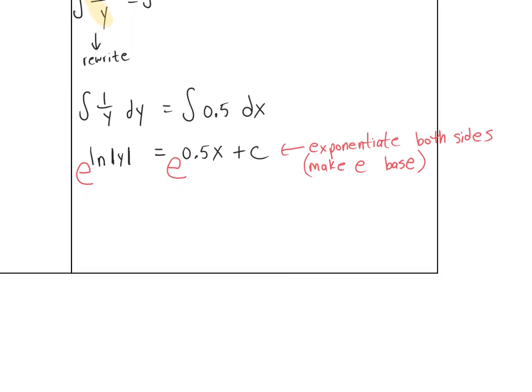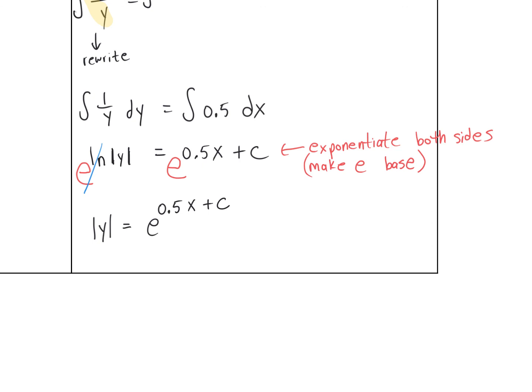Okay, why do I do that? Because here the e and the ln are right next to each other. They cancel each other out. Brilliant. So now on the left, I am left with the absolute value of y. On the right, I have e to the 0.5x plus c. Okay, now here's an issue. That c is in the exponent. We have to get this c out of the exponent.